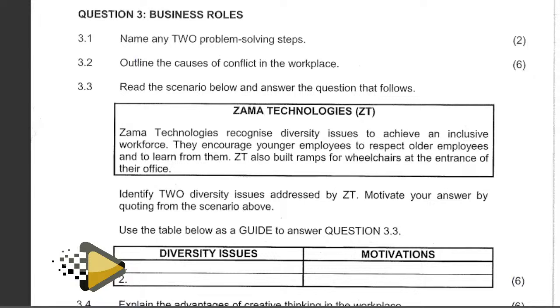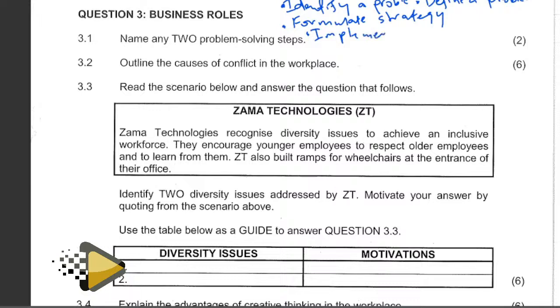So now we're saying that here you must first identify a problem. Identify a problem. So now after identifying a problem, then you must define this problem. Define a problem. So now after you have defined the problem, now formulate a strategy. Formulate a strategy. What are you going to do? A strategy. So now after you have formulated your strategy, now implement whatsoever you have evaluated. Implement your strategy.